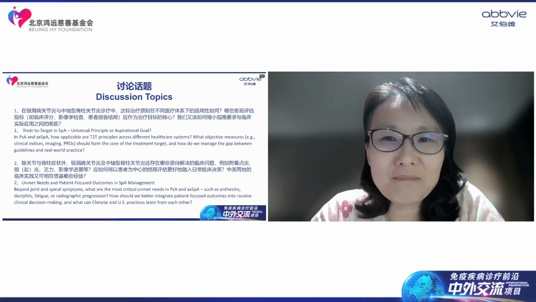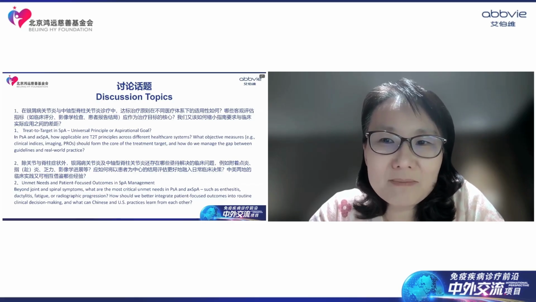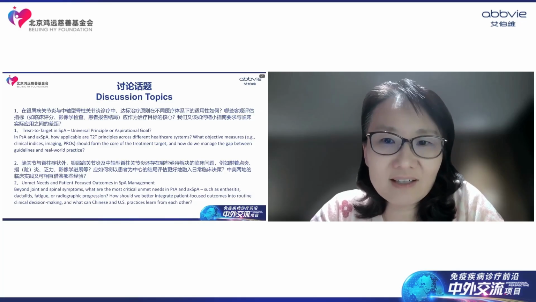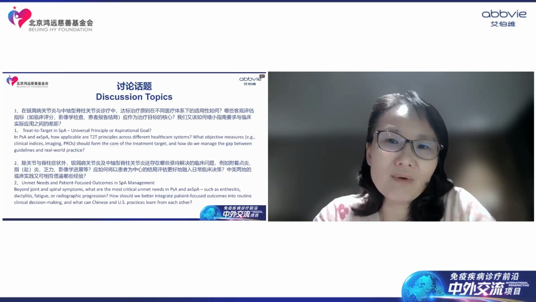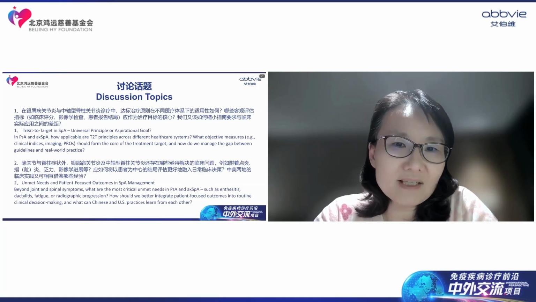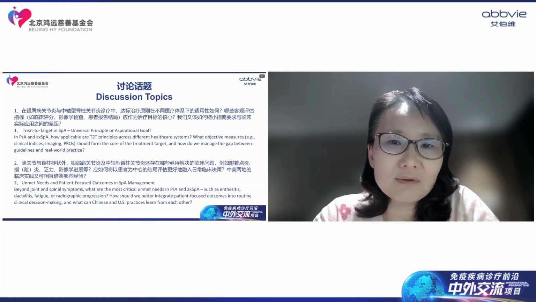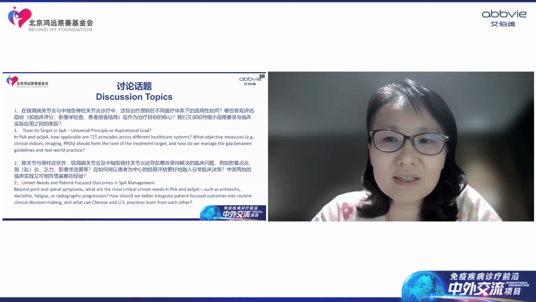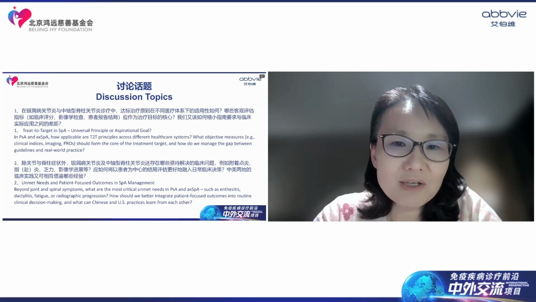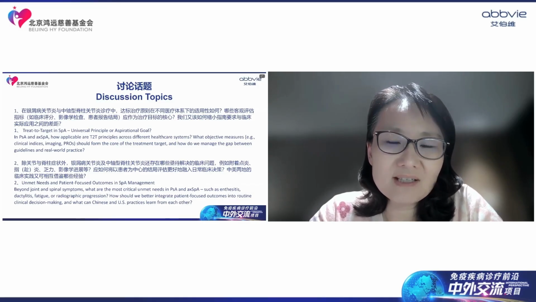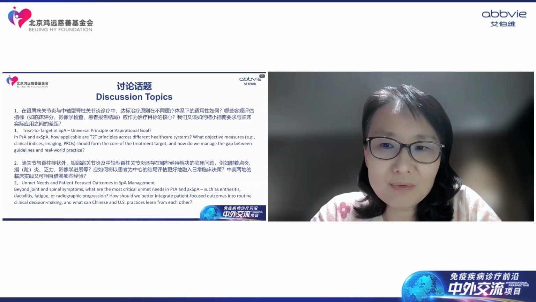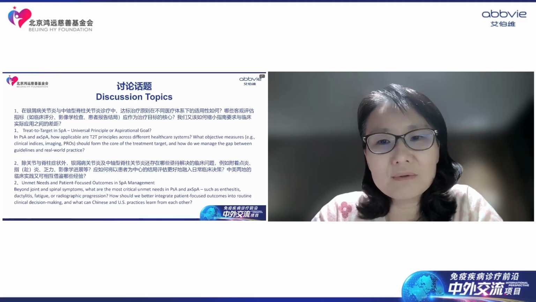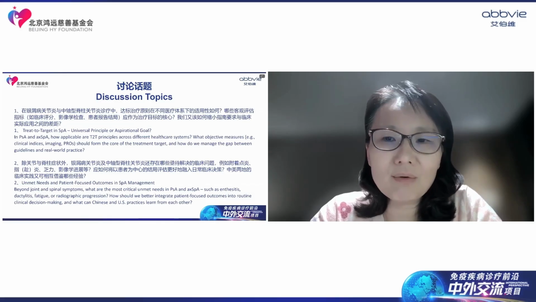From my perspective, treat to target in SPA should be a universal principle, but not a single rigid target. In PsA or axial PsA, we need a domain-based approach that integrates clinical indices, like imaging or inflammatory biomarkers, and especially the patient-reported outcomes. So my question is, in real-world practice, when these measures are discordant, for example, the MRI or CRP improves, the patient still reports some significant pain or fatigue.